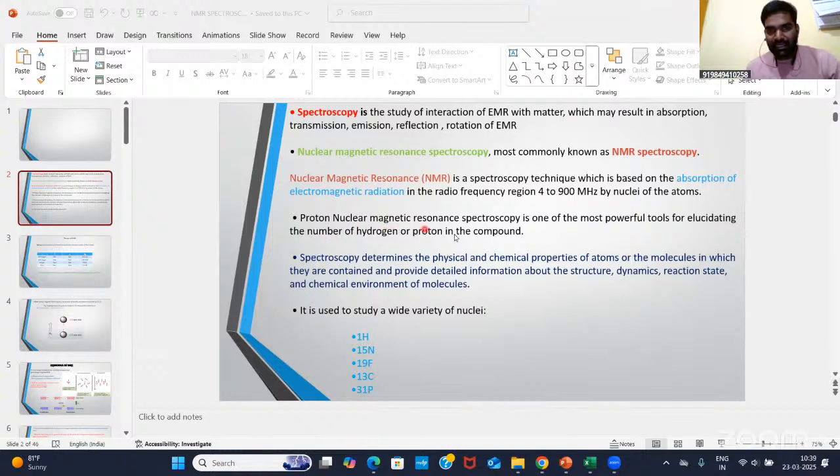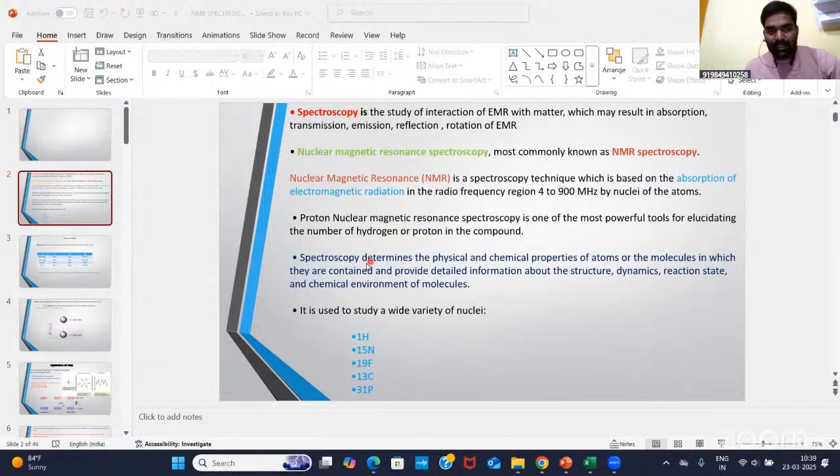Proton nuclear magnetic resonance spectroscopy, PNMR, or proton magnetic resonance spectroscopy, is one of the most powerful tools for elucidating the number of hydrogens or protons in a compound. If you want to find the number of protons or hydrogens in a compound, we will use proton nuclear magnetic resonance spectroscopy.